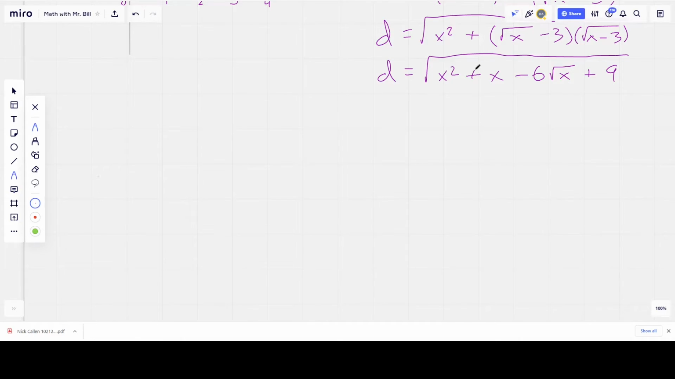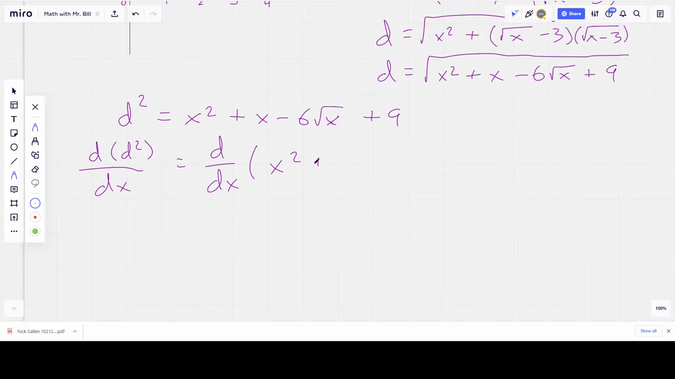Now, thankfully, the square root function is always increasing. That means that we could square both sides and we'll have a new function. If we find the minimum of that, then it's going to be the same as the minimum of our distance formula. So we're going to take d and square it, and turn that into x squared plus x minus 6 rad x plus 9. Then we'll take the derivative of d squared with respect to x. As I write this out, I'm going to change the 6 rad x into 6 times x to the 1/2. That should make our life a little easier.